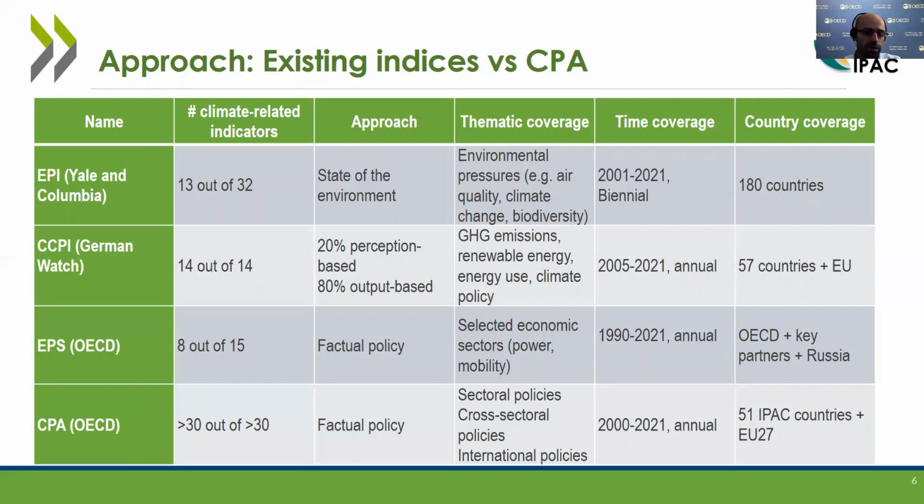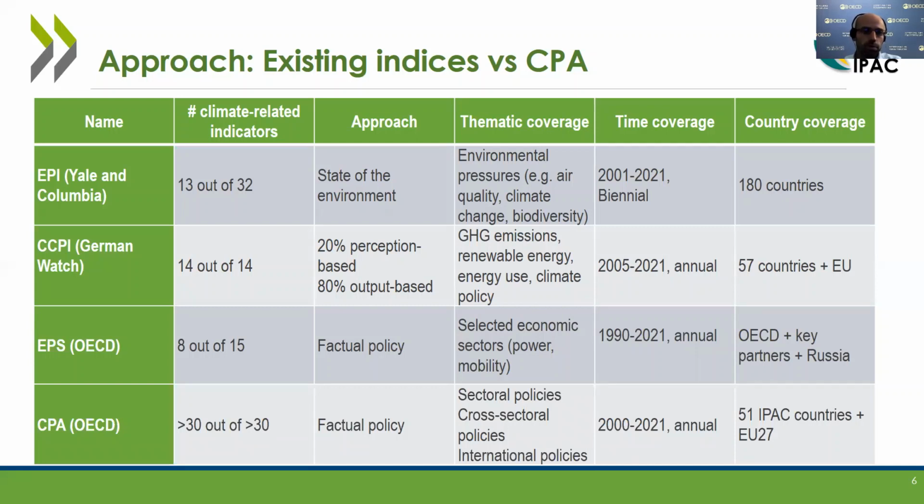And so finally, how does the CPA compare to those three indicators? So in the CPA, we have more than 30 climate-related policy indicators, and as such, the CPA will be the most comprehensive climate-related composite indicator out there for the time being. And we also try to capture the most relevant policies.